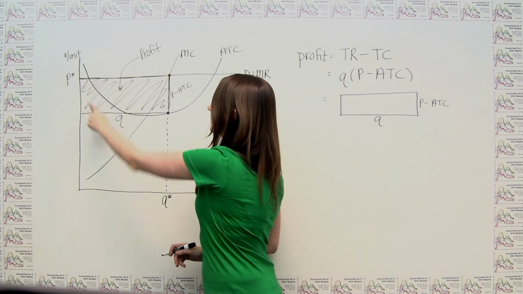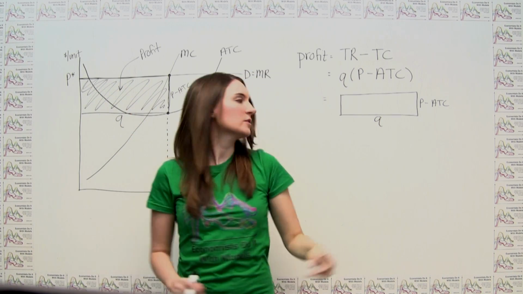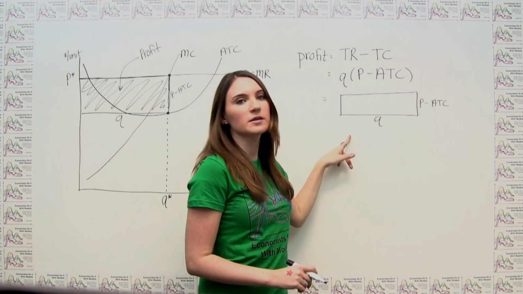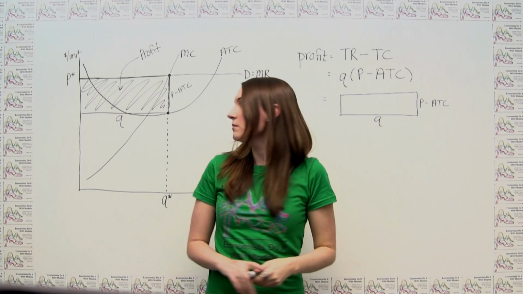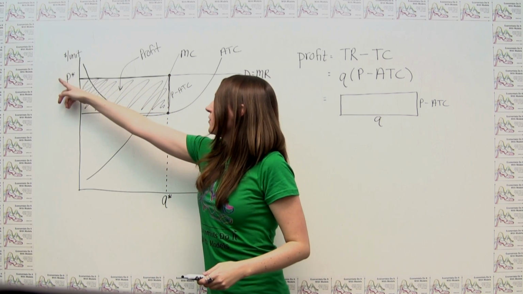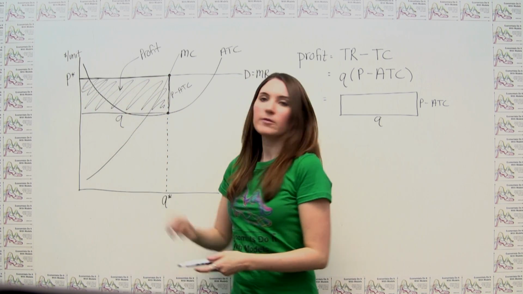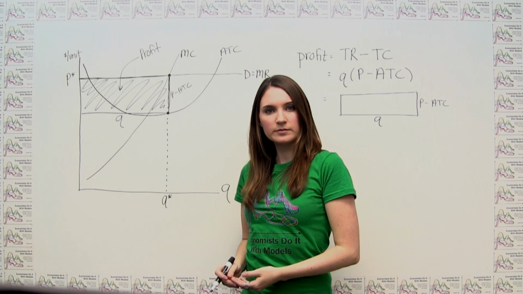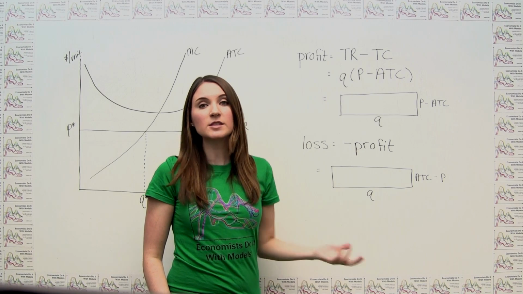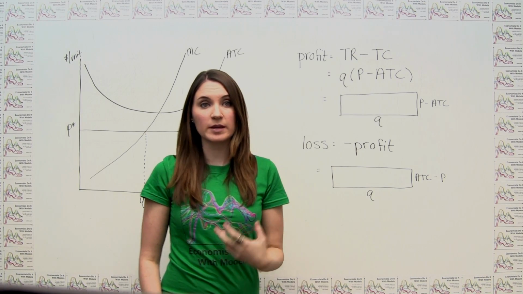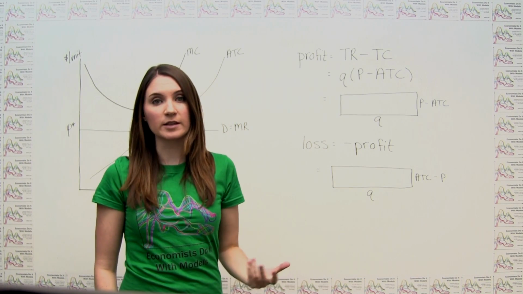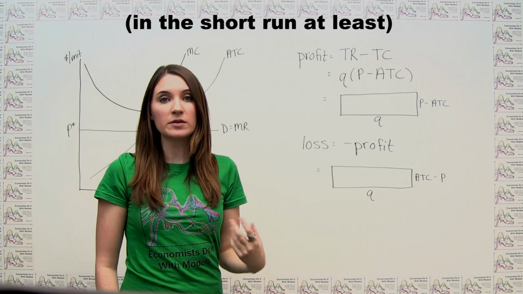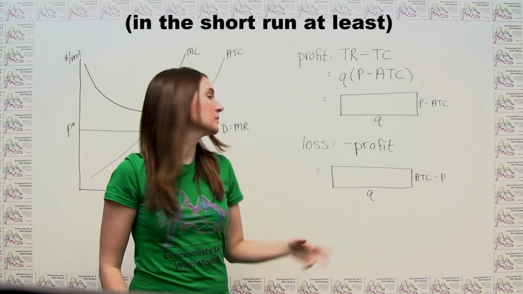But we can see that we pretty simply get this rectangle that corresponds to this quantity that we were talking about here. And we can see that if the price is all the way up here, the firm is in fact making a positive economic profit. It's entirely possible for a firm to be making a negative economic profit in a competitive market, and we can represent that on our graph as well.